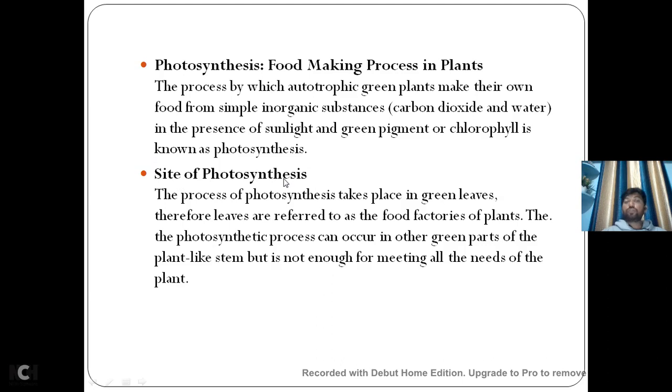Then the site of photosynthesis: the process of photosynthesis takes place in green leaves. Not only in the green leaves, photosynthesis also takes place in the green parts of the plant. When we take the example of coriander, the stem is also green, the leaf is also green, everything is green except the root, right? The maximum part which is above the ground is green in color.